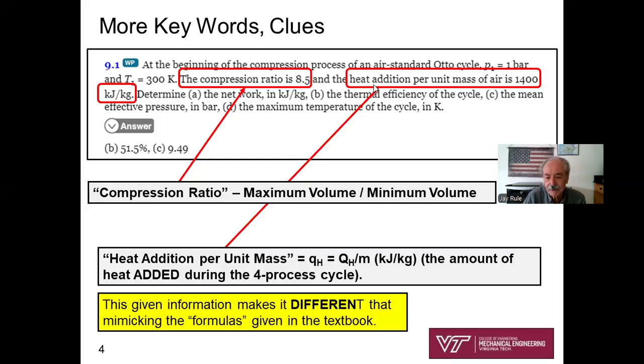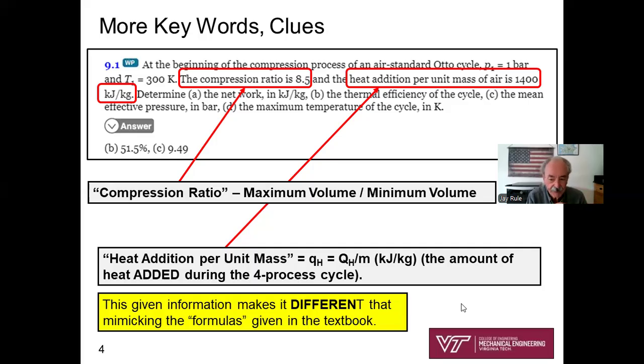Another thing that's given, it says the heat addition per unit mass is 1,400 kilojoules per kilogram. That is definitely going to be needed for us to solve the problem. And what that means is that's going to be a measure of Q sub H. Remember in your heads, little q sub H is capital Q sub H, heat added, divided by the mass of the air in the system. Units will be kilojoules per kilogram. Okay.